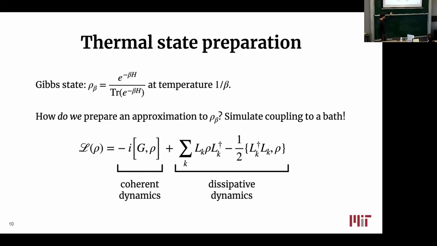You have a first term where G is a Hermitian matrix that gives you a coherent time evolution. And then you have a second term that gives you your dissipative dynamics that move you towards, in our case, a fixed point. And so we just have to ask, how do we choose G and L_k to do what nature was doing? Surely that's going to be an algorithm that works.